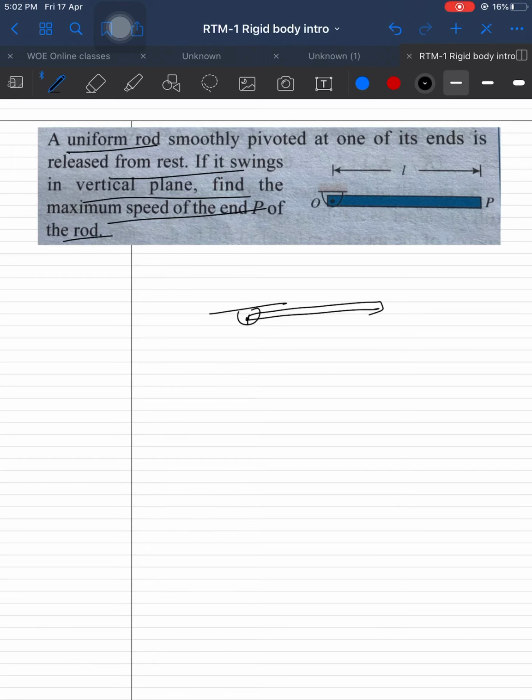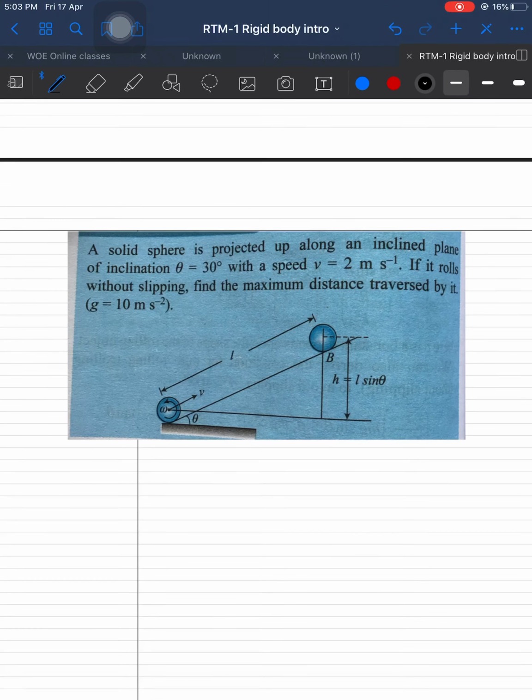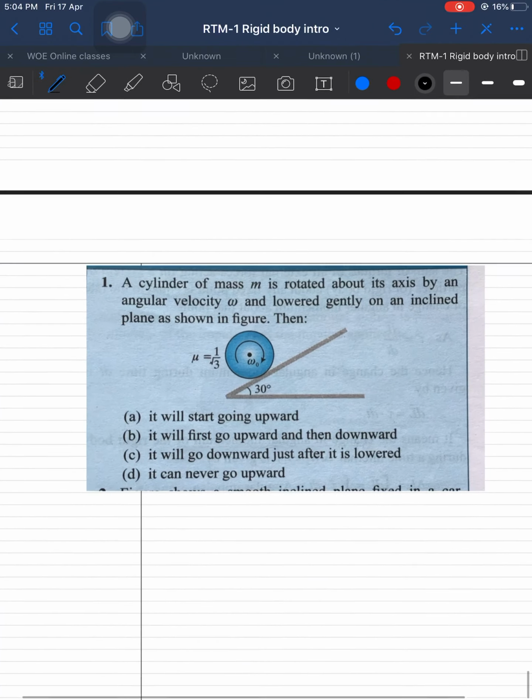And we did already discuss this kind of questions. See this question also: maximum distance traveled by it. Maximum distance is, final velocity is equal to 0, and get the value of h, L sin theta. Note, pause the video and then note down the question and solve it.